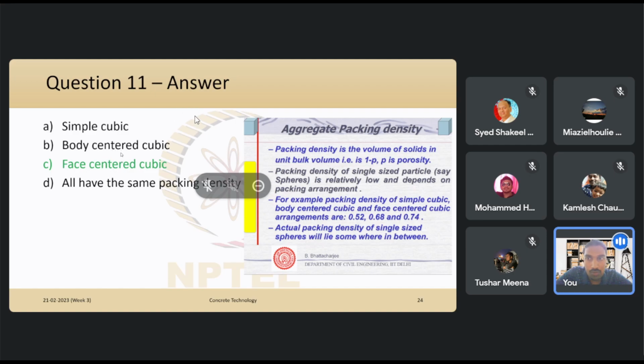Now let's come to the body centered cubic arrangement. Here what do we have? Within the center of the cube we have a single spherical particle, and then there is one spherical particle on each corner of the cube, such that the particles on the corners are going to be touching the particle in the center of the cube, right? So that is the body centered cubic arrangement.